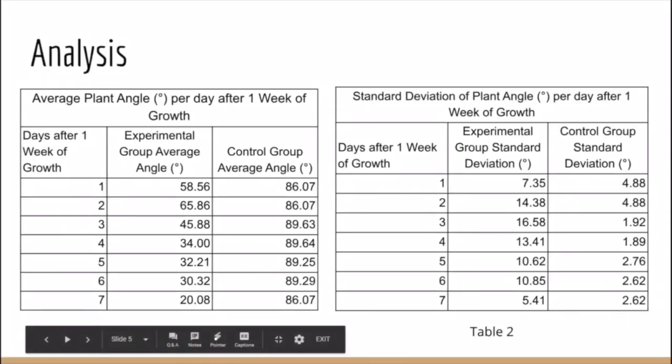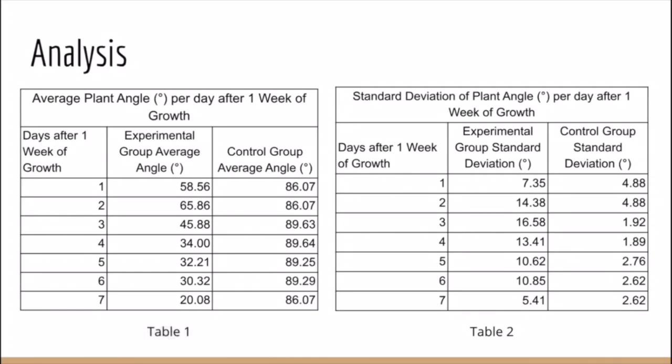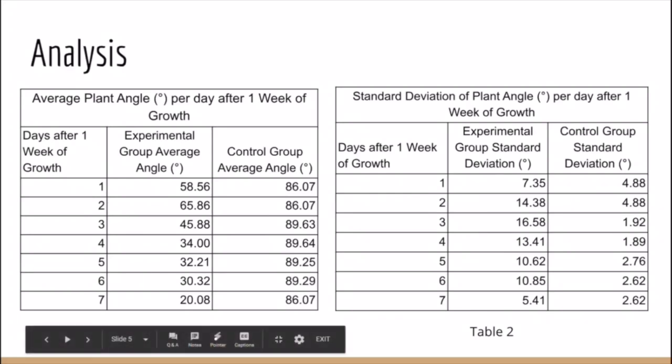In analysis, Table 1 depicts the average plant angle per day after 1 week of allowing the bean plants to grow for the experimental control group. As aforementioned, each group had 25 plants. The mean of the 25 plants' angles was calculated per day and per group. Table 2 depicts the standard deviation of each group's angle measurements per day. This will serve to produce a standard error.